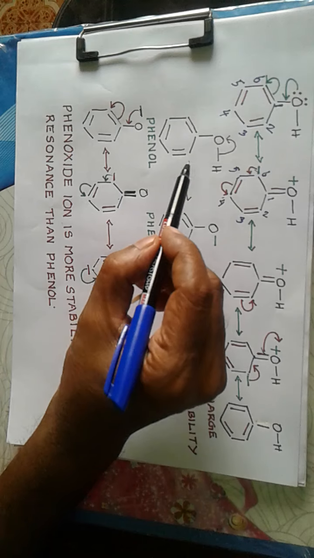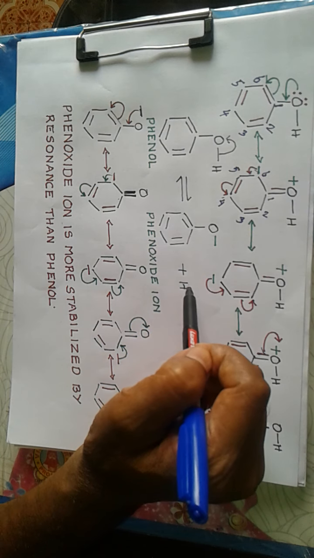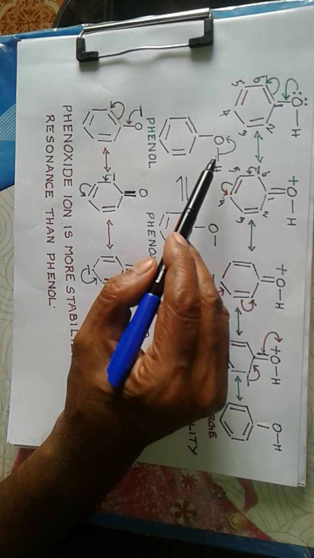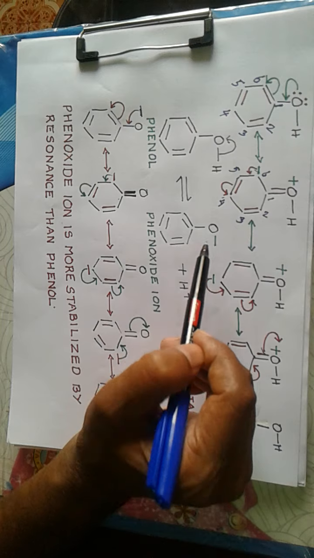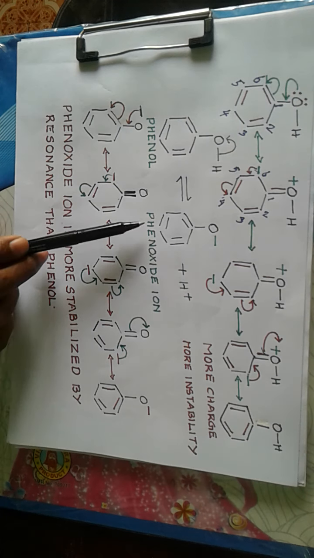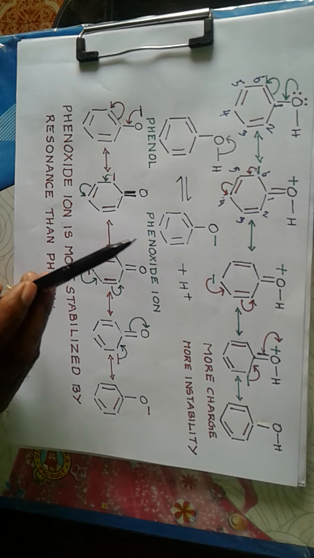Now suppose phenol ionizes to give the anion and H positive. Now the O-H bond ionizes so that we get O negative and H positive. Now this ion is called phenoxide ion. Now phenoxide ion also can undergo resonance.